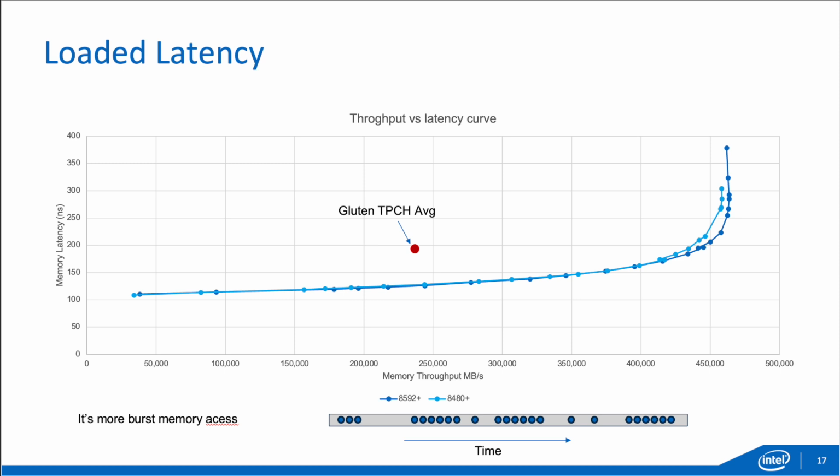And the pointer there shows the current position of Velox when we run TPC, the throughput and the latency. It's close to 200 nanoseconds. It's actually very high. You can see the lowest one should be 100, so it's very high, which means the memory latency also stalls.